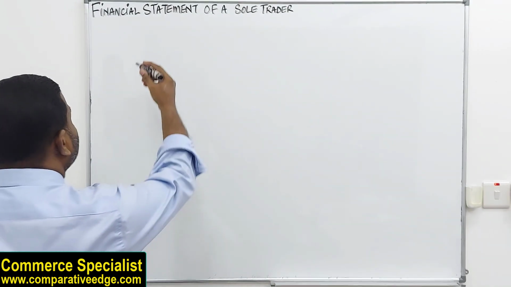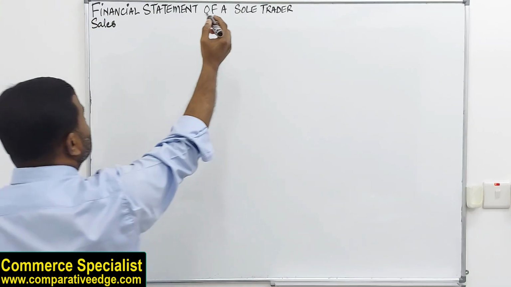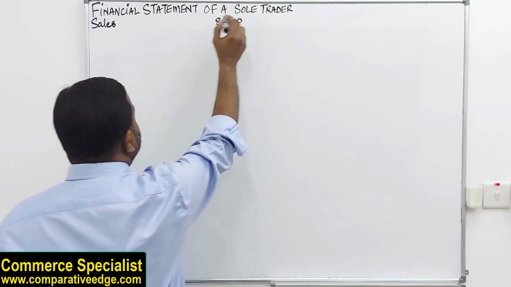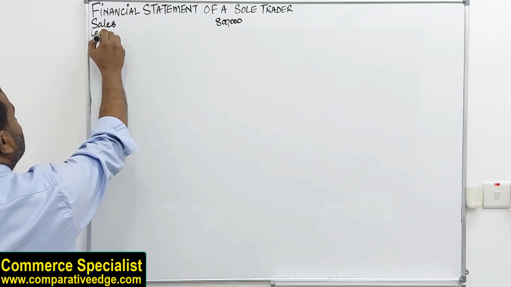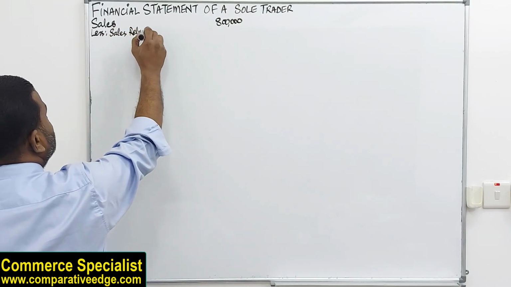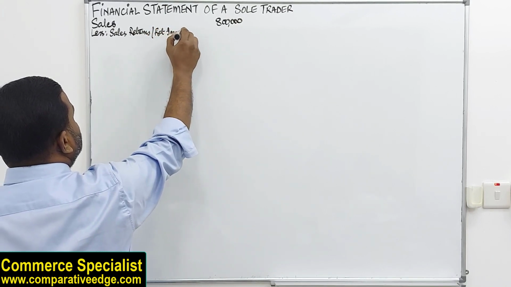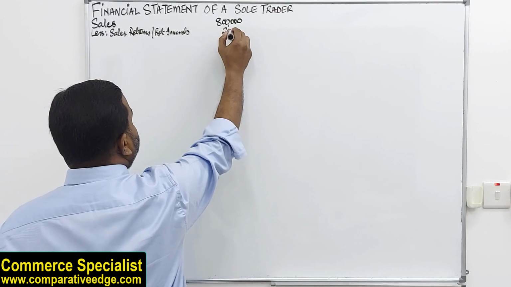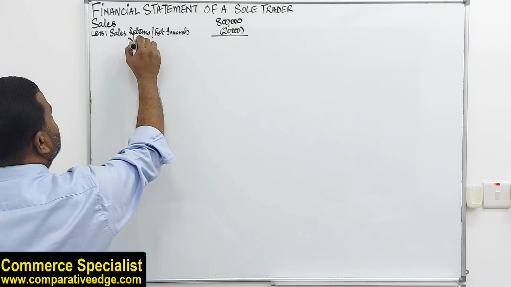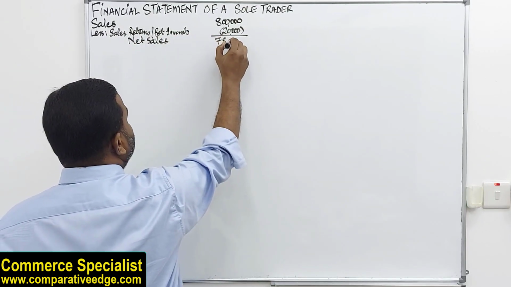Ideally, we start off with sales. Now I'm just assuming a number here, let's say 800,000. Less sales returns. You can also call it return inwards. 20,000. I'm just assuming figures. You will have net sales, which is 780,000.